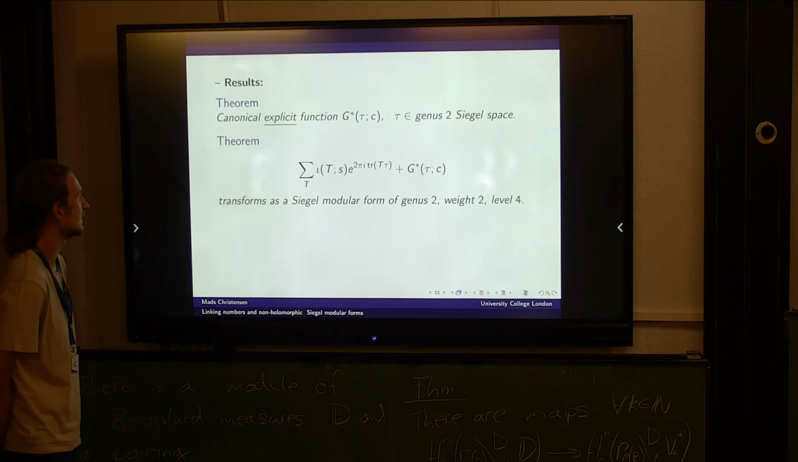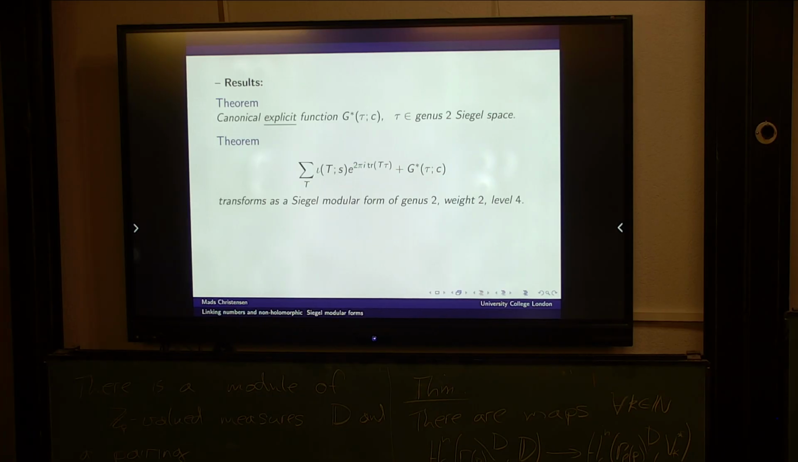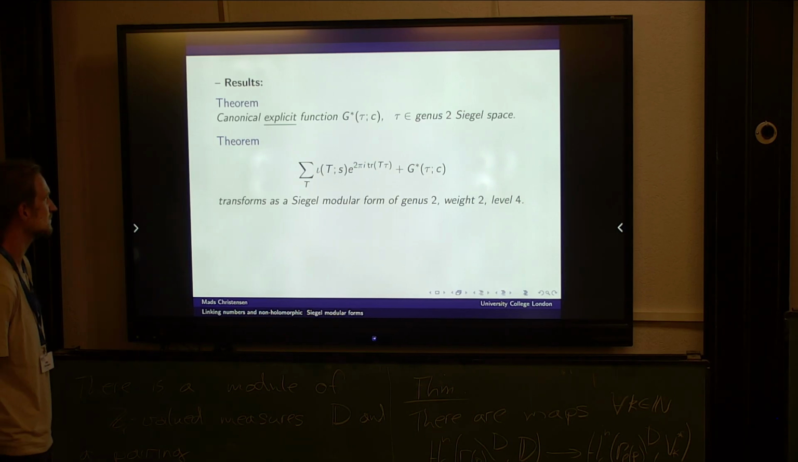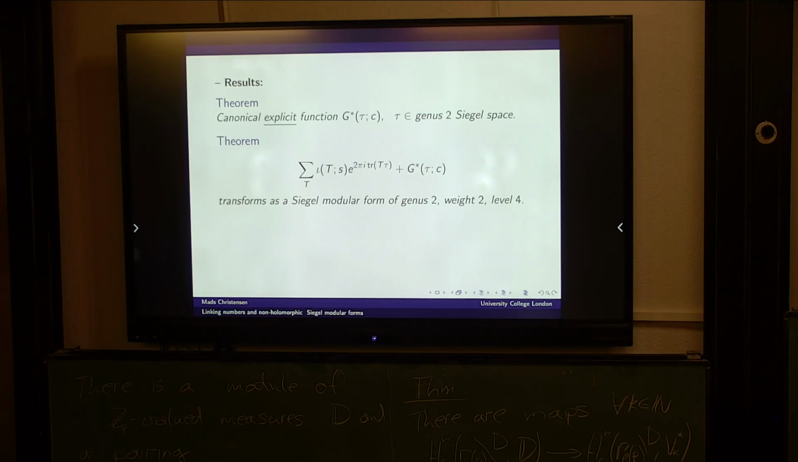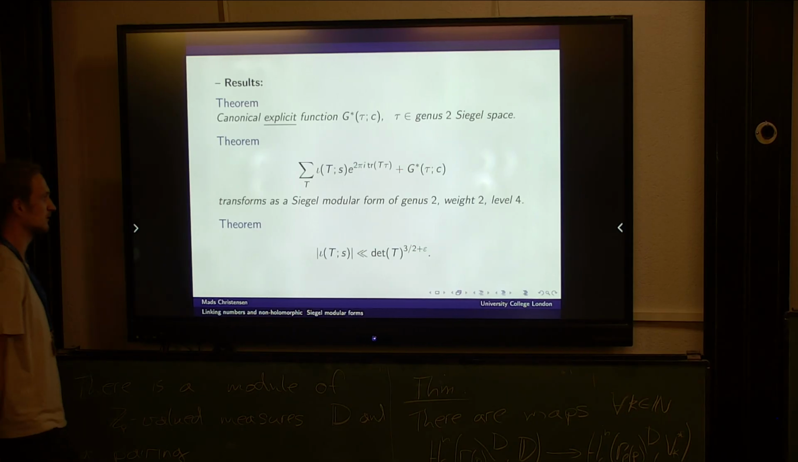So the main theorem is then that if you take the natural generating series of these numbers iota_T(S), and then you add this function here, which is some analytic function, this transforms as a Siegel modular form, in this case of genus 2, and the weight is 2 and level 4. So it's some kind of mock modular function for Siegel modular forms that you get. Okay, so if you don't like mock modular forms, I also have a concrete application, which I think is quite nice. So using a Hecke bound strategy, you can get then a bound on these numbers.